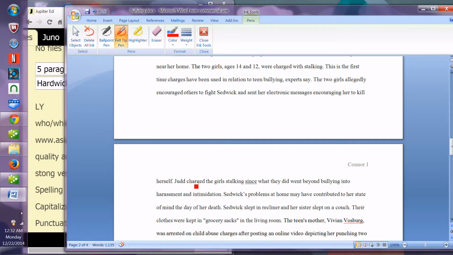Judd charged the girls. Right here we need "with stalking." Sedgwick slept in, how about in a recliner, and her sister slept on a couch. Their clothes were kept in grocery sacks. Not sure why you put that in quotes. It's okay. That's not being used in a unique way, which is what we usually put words in quotes for, like that.